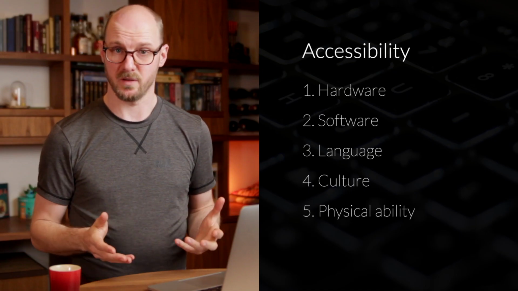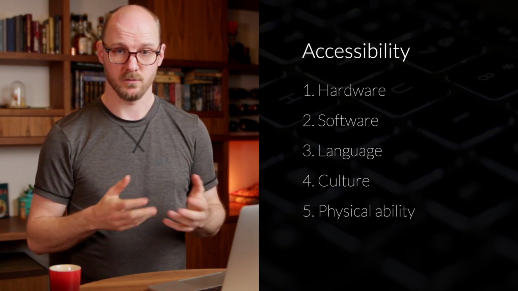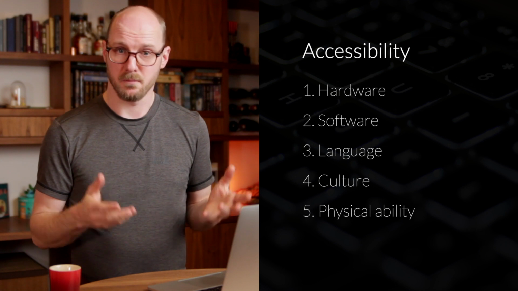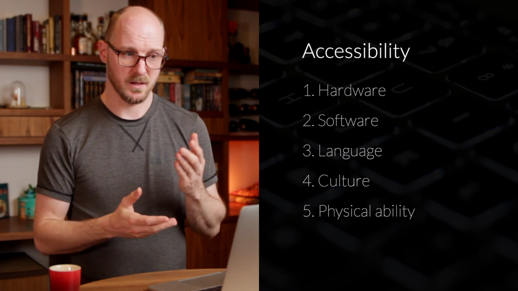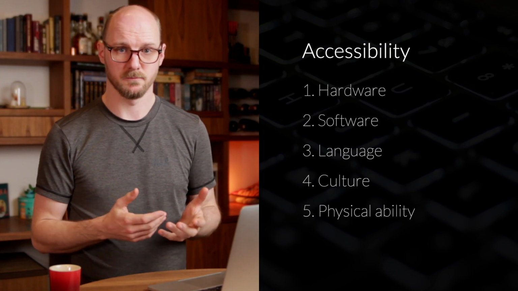Next, physical abilities. 8% of men are colorblind. Retirees often have multiple disabilities like impaired vision or hearing, or hand tremors, which are also quite common. But even if you don't belong to these groups, there are many interactions out there that can be frustrating to users. Let me show you an example.